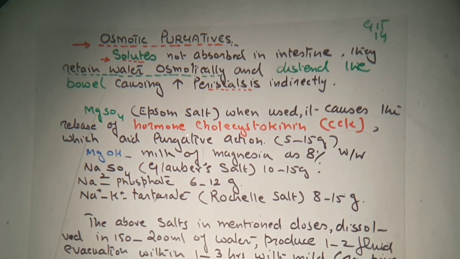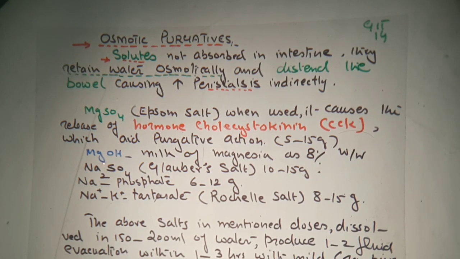Now this magnesium sulfate, when used, causes the release of the hormone cholecystokinin. You know that cholecystokinin, these are the hormones released in the intestine. It causes the release of hormone cholecystokinin, which aids the purgative action. Now what is the role of hormone cholecystokinin? It increases the intestinal movement and acts as a purgative.